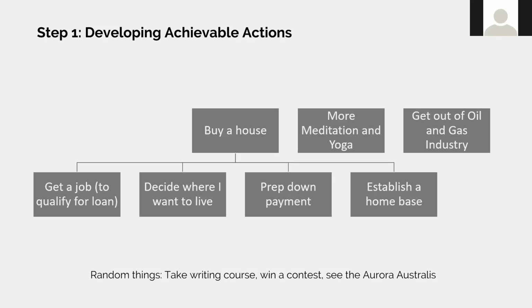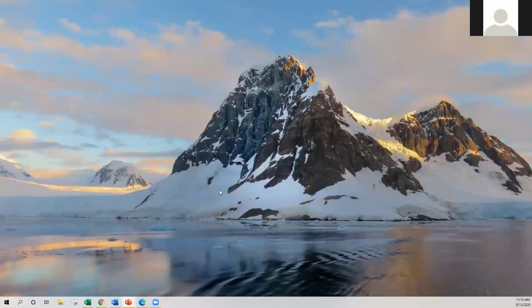So these are some of the things that I could think of right off the bat that started getting me in a direction of setting me up to be able to buy a house. These are small actions that I could take. Now, let's go ahead and stop this for a second so that I can share my screen here.